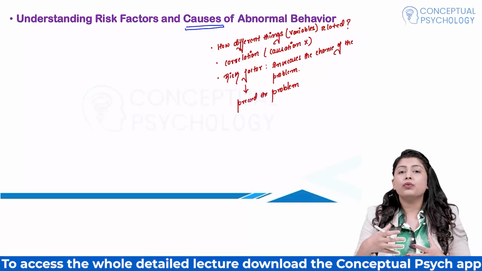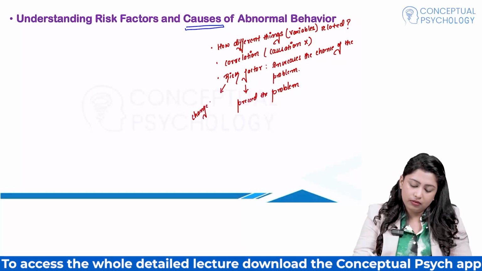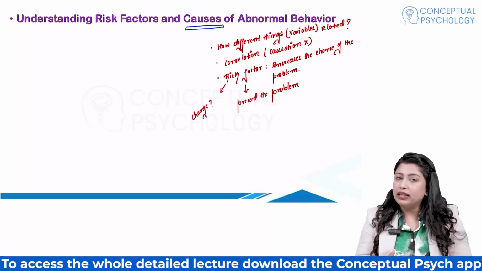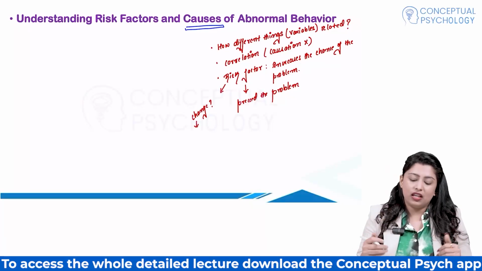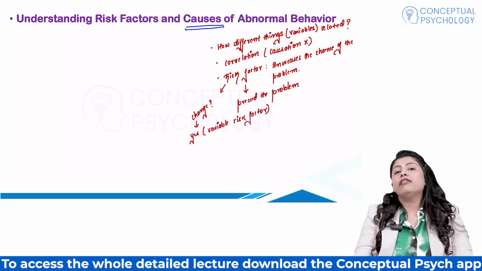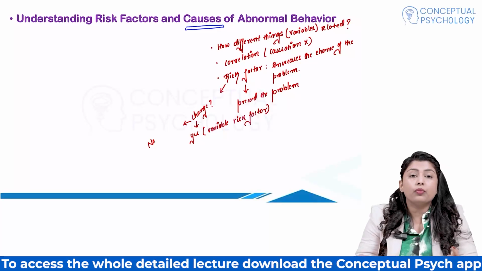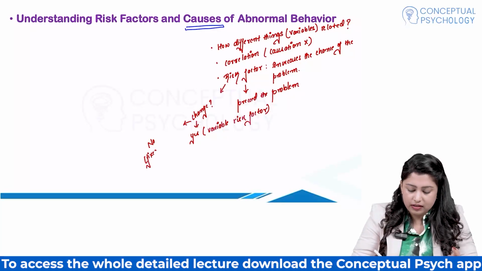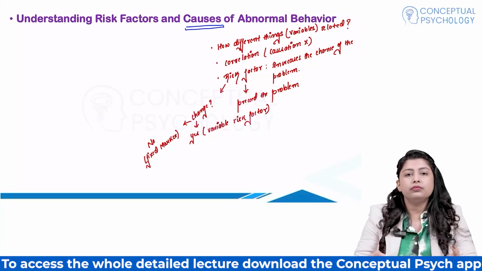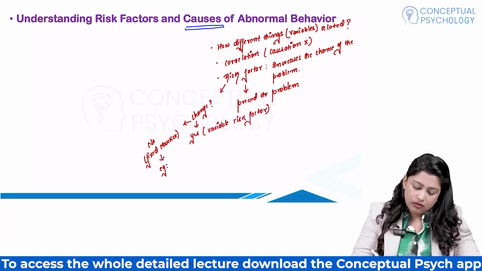Okay. So, next, what do we ask? Can this risk factor be changed? Can we change it somehow? If yes, it's called a variable risk factor. If no, then it's a fixed marker, right? If the change cannot happen, we call it a fixed marker. So what could be a fixed marker? Like a past trauma we can't undo.